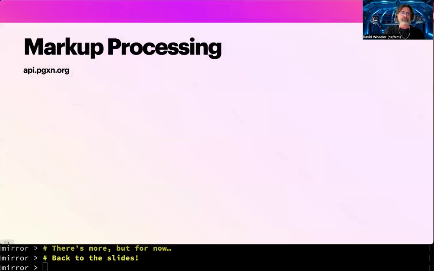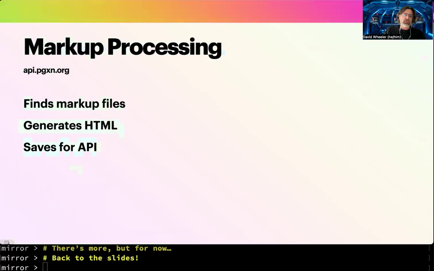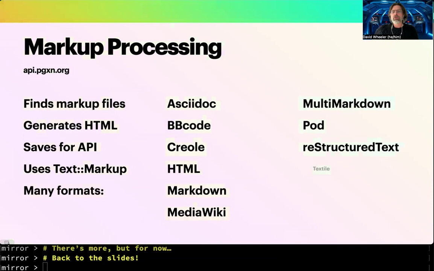It also trolls through and looks for likely documentation files, and it generates HTML for them, which it cleans up. It prevents a lot of junk from getting in. It's very picky. And then it saves them again on the file system for the API to use. It uses a module I wrote called Text Markup that supports a whole bunch of different formats, so different people can upload things using whatever documentation format they like. It recognizes each one and generates the appropriate HTML.